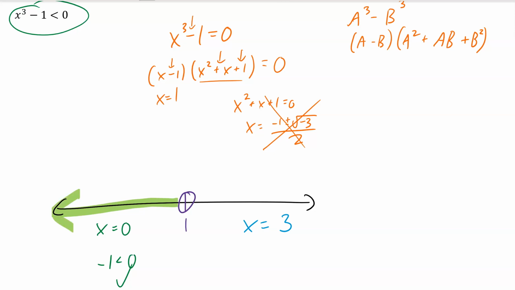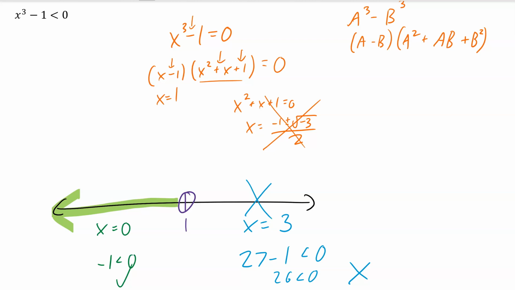If I plug in 3, I get 3 cubed minus 1 is less than 0. 26 is less than 0? No, that's not true. So my solution to this one is going to be everything from -infinity to 1, not including 1.